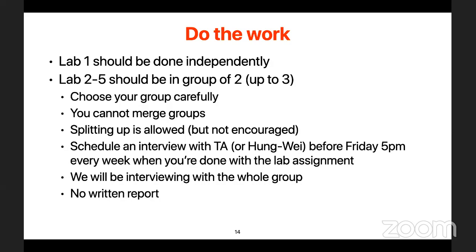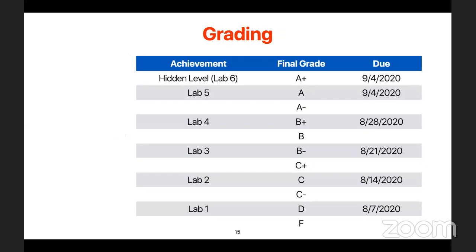Okay, so regarding the grading, here is the table of grading. If you have done lab one, you submit lab one, you get a D. If you have some zombie for lab two, you get a C minus. If you have a working lab two, you get a C. If you have almost a dying lab three, you get a C plus. If you have a fully functional lab 3, you get B minus.